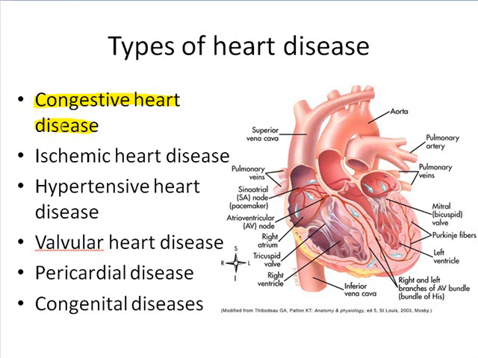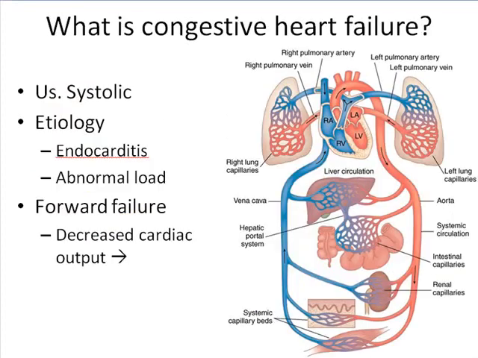Pericardial disease relates to troubles with the pericardial sac that surrounds the heart, and congenital heart diseases are those which people are born with. Now we're really only going to be focusing on the first three up here and not worrying about the others over the course of this week's lectures. So let's start out with congestive heart disease.